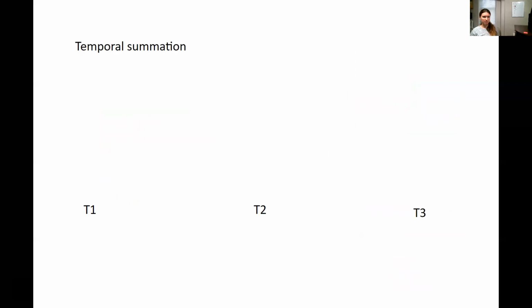So if we're thinking about temporal summation, we're thinking about a cell that's going to receive signals in quick succession, right? So we're going to receive multiple stimuli. So thinking about our cell, remember that there's high sodium outside, high potassium inside. Okay.